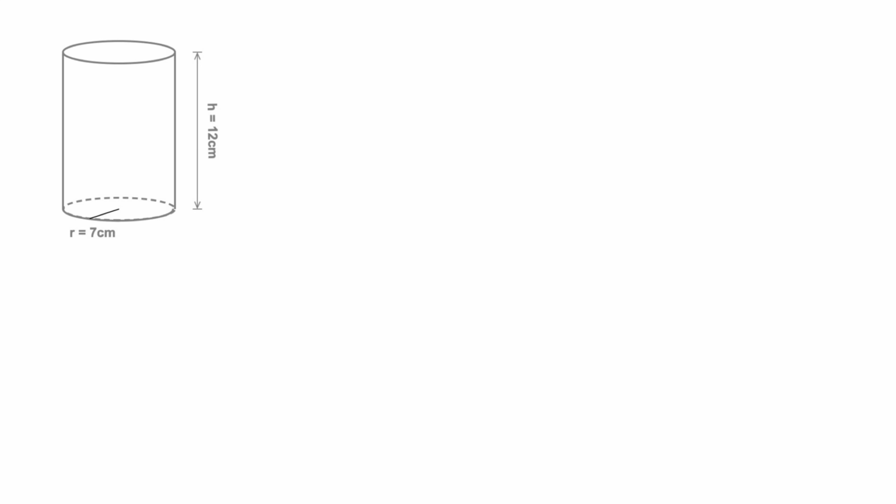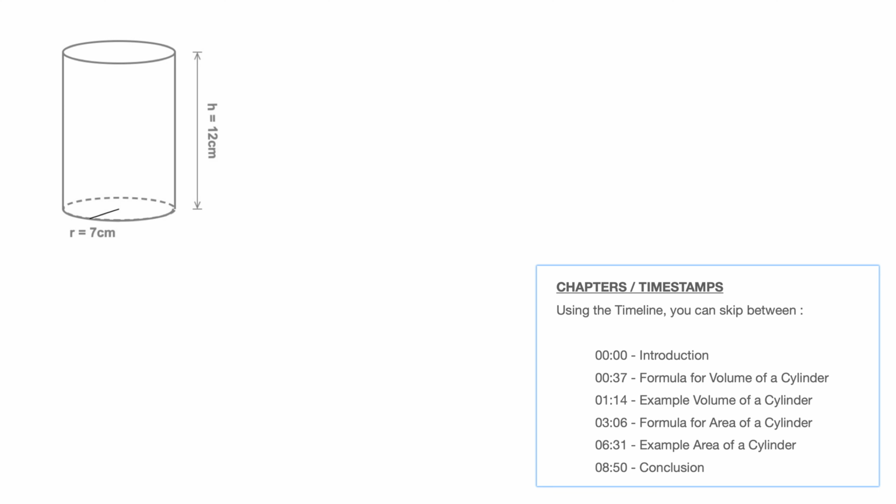Hi everyone, let's see how to calculate the volume as well as the surface area of a cylinder. We'll take care of the volume first, but first let me state the formula. Given a cylinder of radius r and height h, which would look something like this.